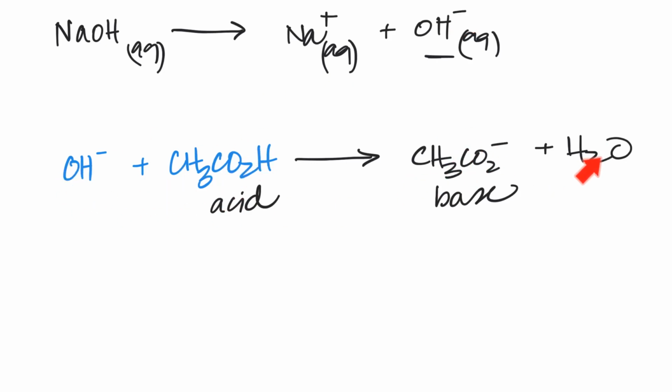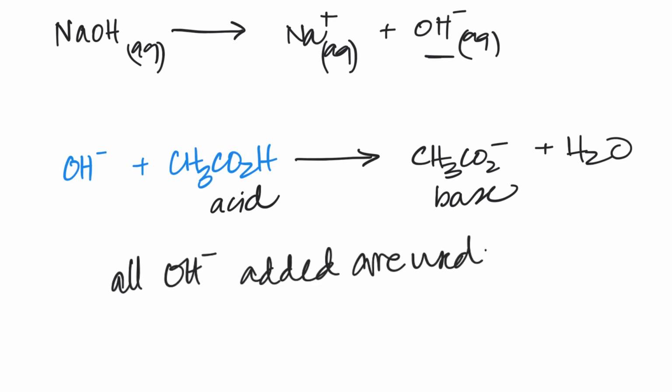Whatever OH- ions I added as an external thing, the acid decreased by absorbing it and converting it into a base and water. But what's definitely missing from this equation is any H+ ion, which means there is no H+ ion decreasing or increasing. All of the OH- that you added is now being used up. So at this moment, all OH- ions added, or approximately all, are used up. Now, this can only happen when the OH- ions are much less in quantity than the acid.